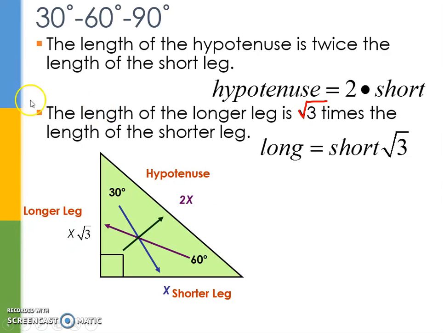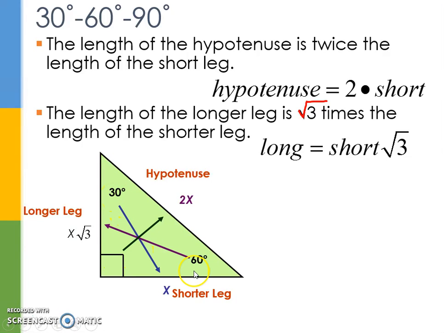Now, the length of the longer side is, put the radical sign, please. Radical 3 times the length of the shorter leg. So right here, we're using the shorter leg again. This right here, the length, how long this is going to be, is always x radical 3. That's the relationship between the sides of this 30, 60, 90 degree special triangle.